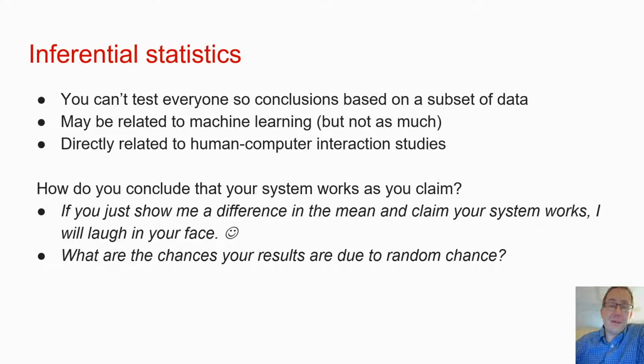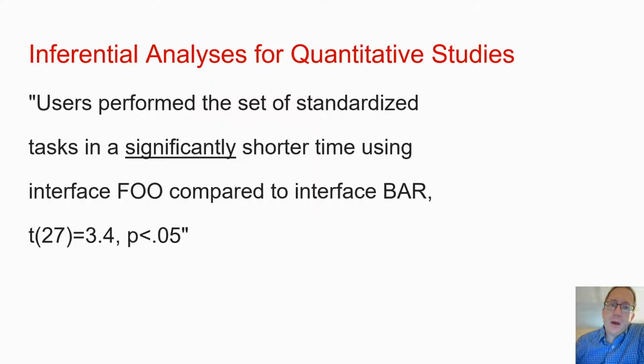For the people that have been dealing with this for a while, you're going to go like, yeah, of course. Why do you have to tell us this? It's obvious. It's not obvious to people that haven't been dealing with this. So when we say users performed a set of standardized tasks significantly shorter time using our interface foo compared to some interface bar, what does that mean? It means for 27 degrees of freedom, we have a t-test value of 3.4. We'll talk about that in a second.